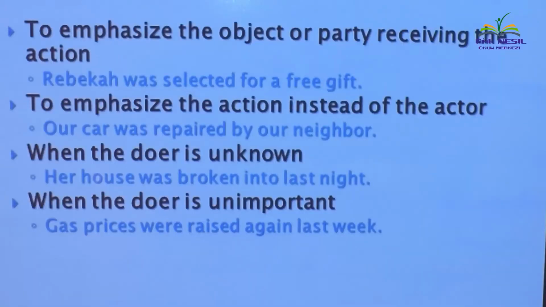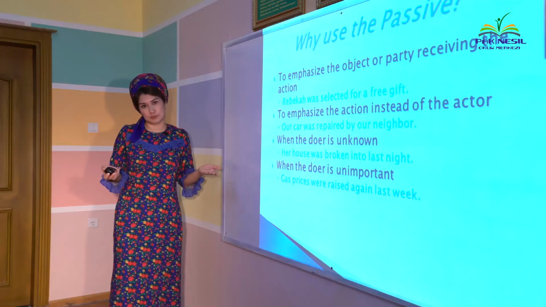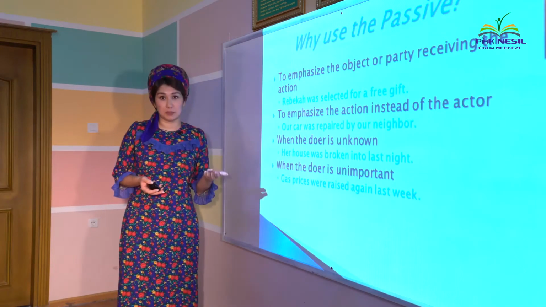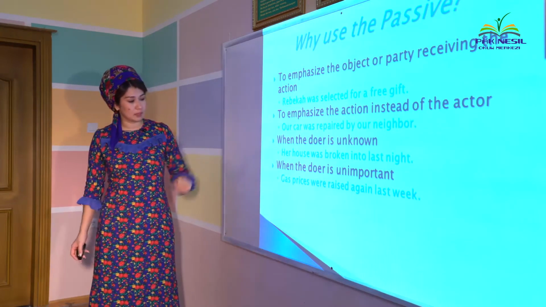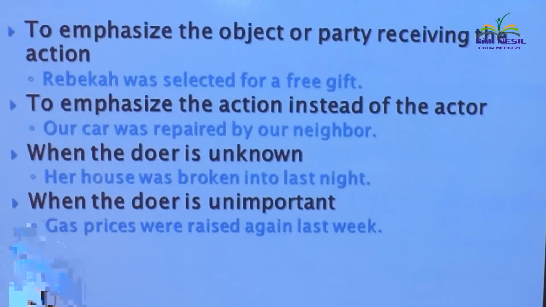The next reason is when the doer is unimportant. What is the difference between these two reasons? Here we don't know the doer. Here we might know the doer of the action, but he's not important to be mentioned. It's not important to speak about that doer. For example, gas prices were raised again last week. Who did it? It's not important. This is the fact that gas became more expensive, right?